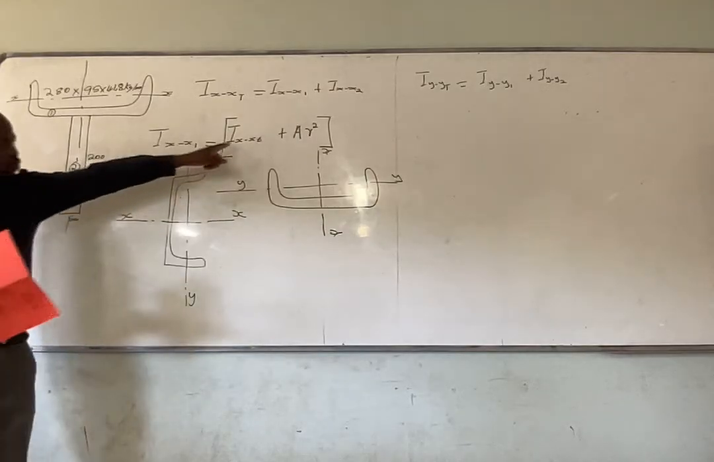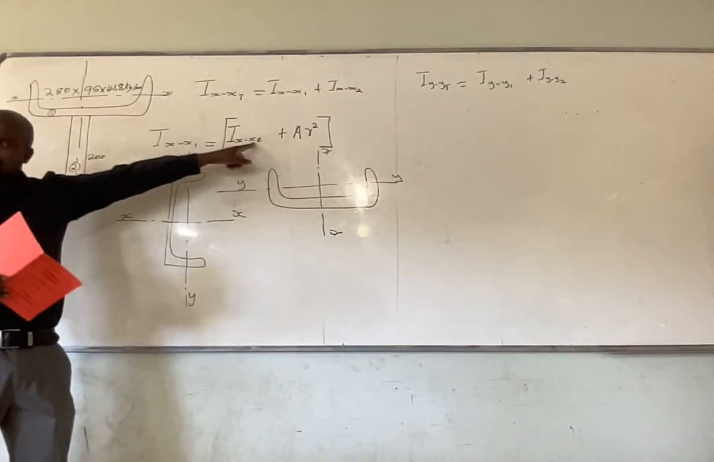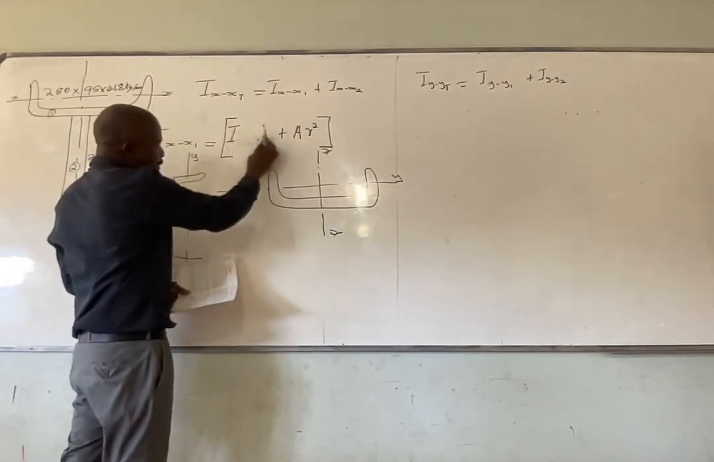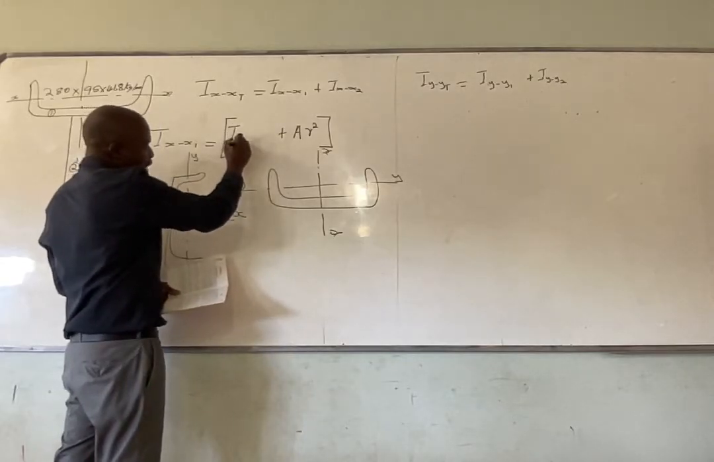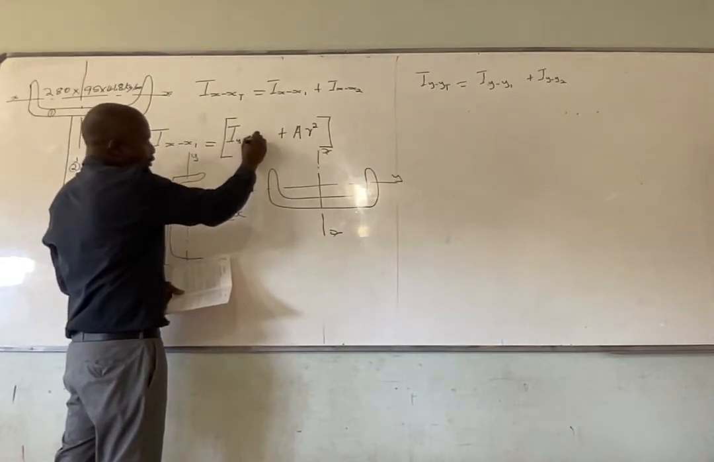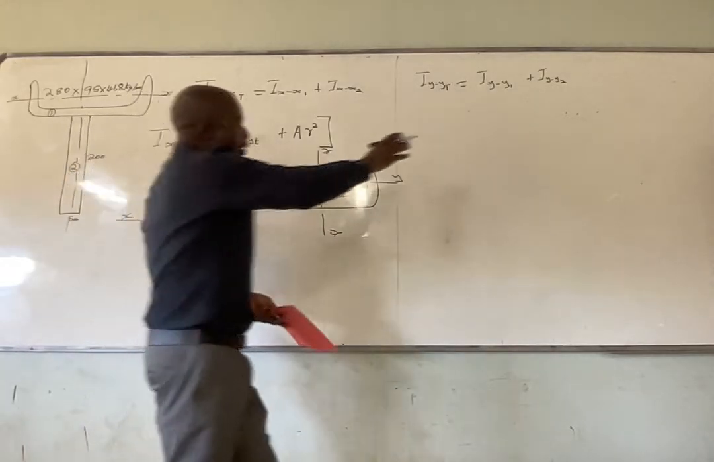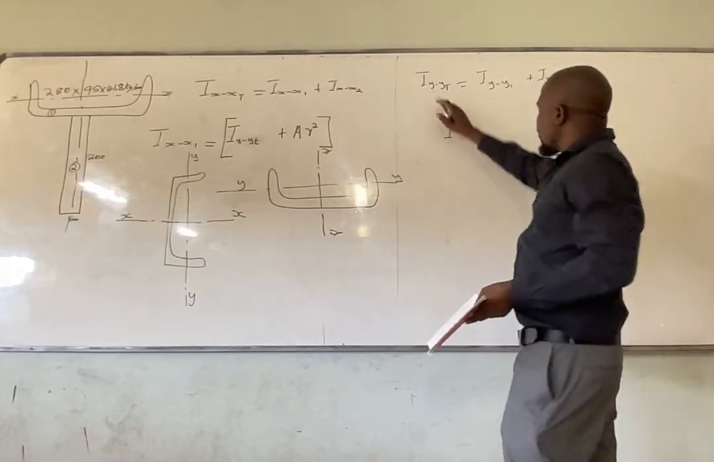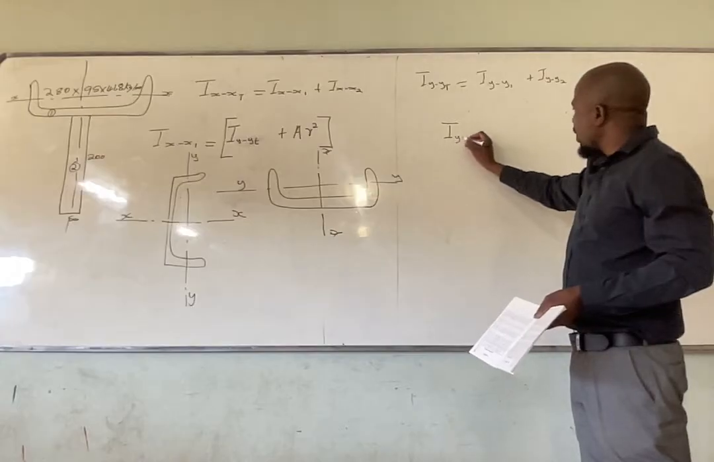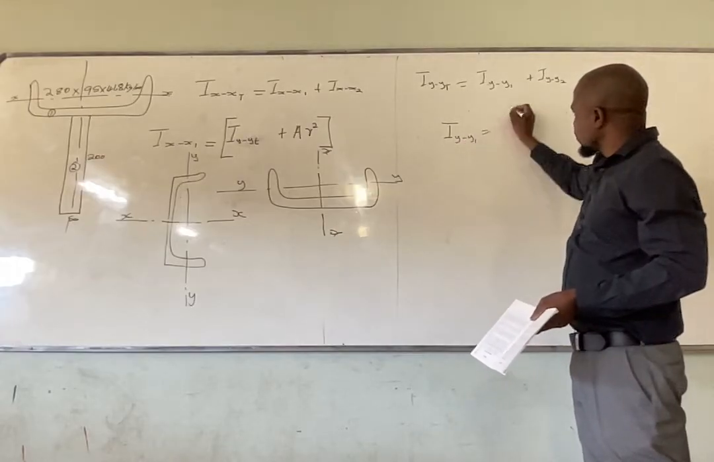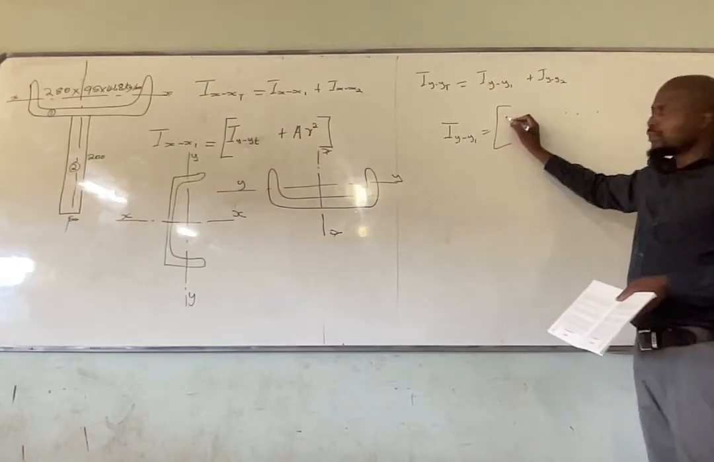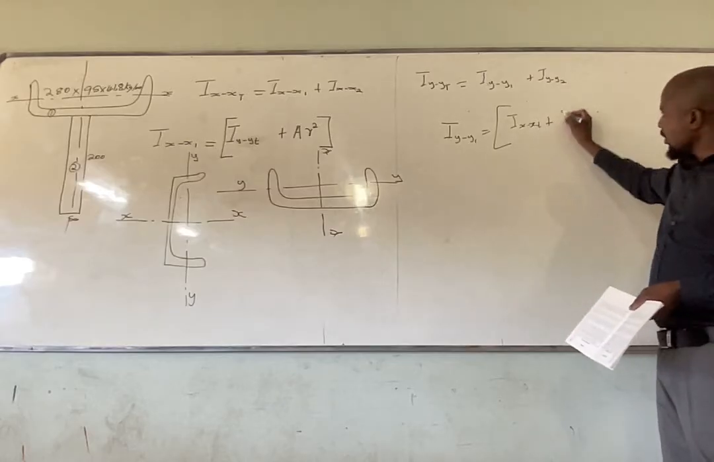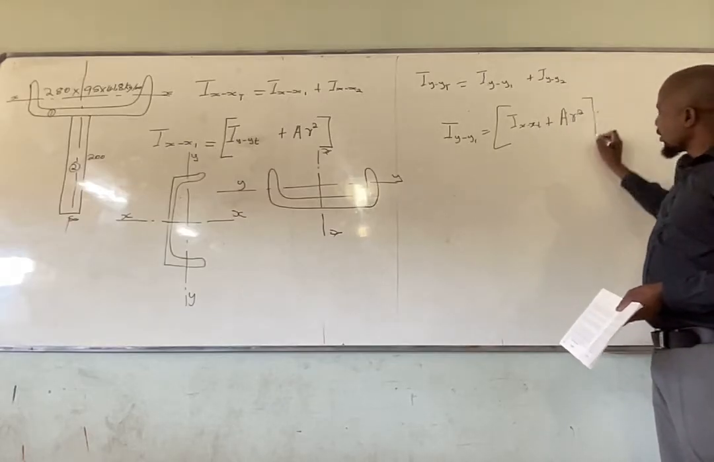So in this case, which one should I substitute here, IXX or IYY? In this case, instead of substituting IXX, I will substitute IYY from the table. So if I was calculating IYY total, what will be my IYY1? What am I going to substitute here? IXX from the table, plus what? AR squared.